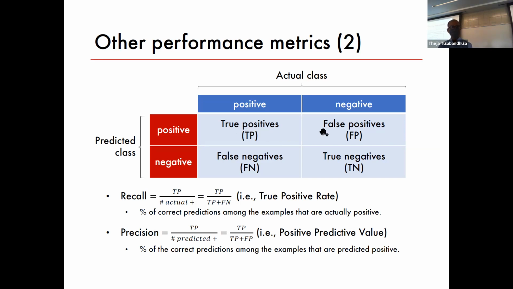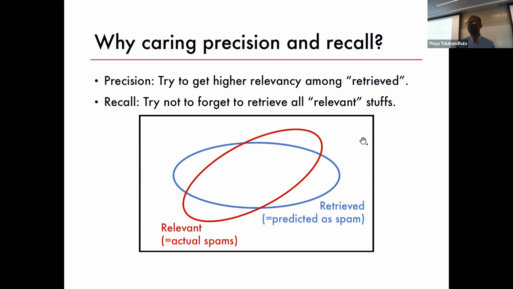Okay, so why I care about precision and recall is this informally defined motivation. Precision is trying to get higher relevancy among the results that are retrieved. Now I'm using the words relevance and retrieved, which come from the information retrieval literature. It's just saying, if you're saying something's a positive, you better ensure that a good chunk of them are actually positive.